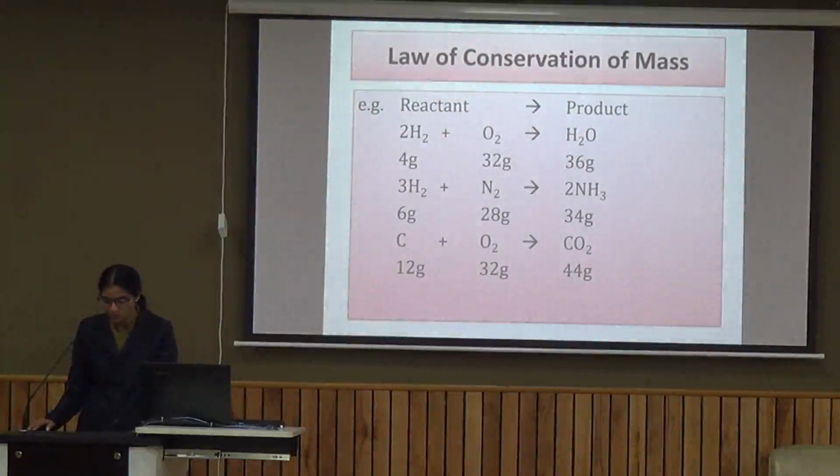Now here there are a few reactions given where we are able to find that the total mass of reactants is equal to the total mass of products. So we understood that in a chemical change, the mass never changes; the total mass remains the same after the reaction also.